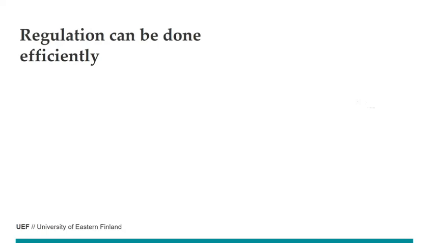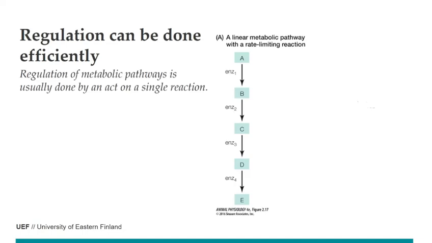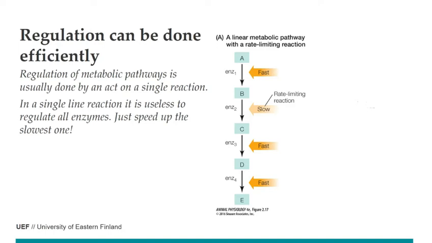And if we have a biochemical road where there are several different steps, are we just increasing the activity of all the enzymes on this road? No, because that's not very efficient. The regulation happens on the rate limiting reaction, the reaction that is the slowest one. Just speeding that one up will speed up the whole road to form more of the product E.